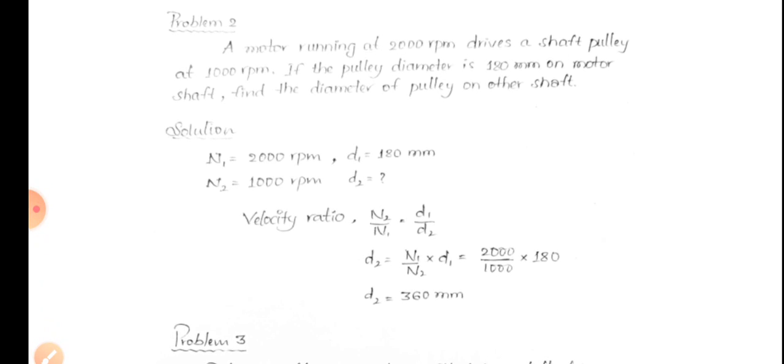So next one: a motor running at 2000 rpm drives a shaft pulley at 1000 rpm. If the pulley diameter is 180 mm on the motor shaft, find the diameter of the pulley on the other shaft. Okay, first we write down the data. We have a motor which is running at 2000 rpm, which drives a shaft pulley at 1000 rpm. So I will take N1 as 2000 rpm and D1 as 180 mm. That is the diameter of the pulley.